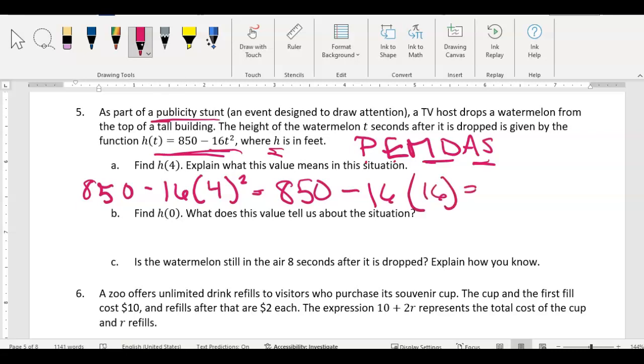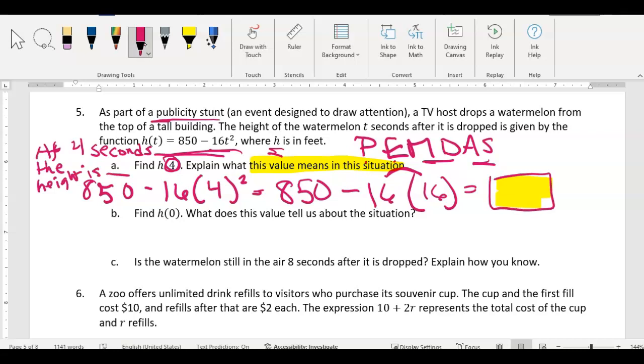All right. And then you can go ahead and calculate that. You can use your calculator, that's fine, but then calculate that. Remember, you need to do this multiplication first and then subtract from 850. It says, what does this value mean in the situation? So make sure you say this value means after 4 seconds what the height is, because this is the input here. And so that means at 4 seconds, the watermelon height is whatever you get here, okay? So do that calculation. You can do that part yourself.